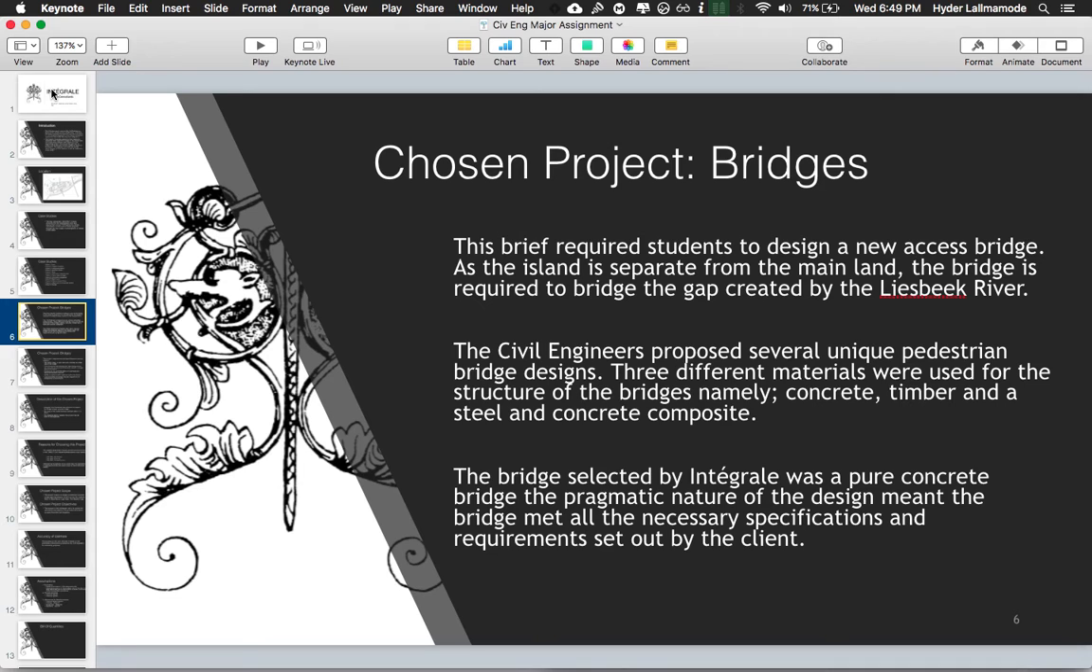As the island is separate from the mainland, the bridge is required to bridge the gap created by the Liesbeek River. The civil engineers proposed several unique pedestrian bridge designs. 3 different materials were used for the structure of the bridges, namely concrete, timber, and a steel and concrete composite. The bridge selected by Integral was a pure concrete bridge. The pragmatic nature of the design meant that the bridge met all the necessary specifications and requirements set out by the client.